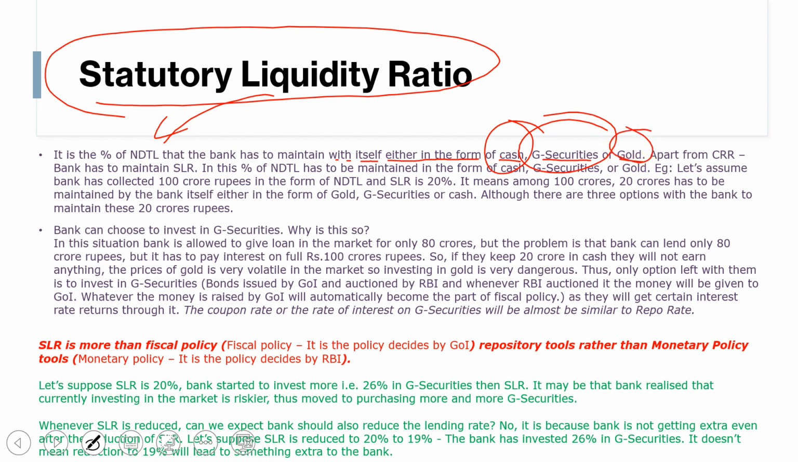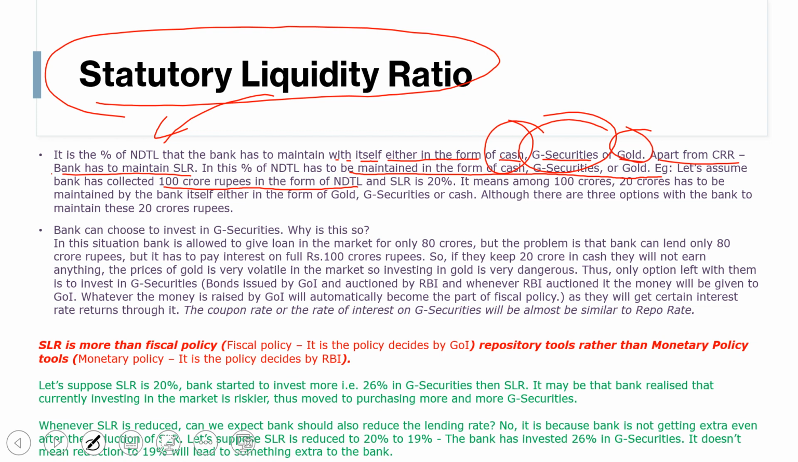Now why gold is not suggested, we will see. Apart from CRR, the cash reserve ratio, the bank has to maintain SLR. So there is a cash reserve ratio that the bank has to maintain, and another term that we have to maintain is SLR also. In SLR, a percentage of NDTL has to be maintained in the form of cash, G securities, gold.